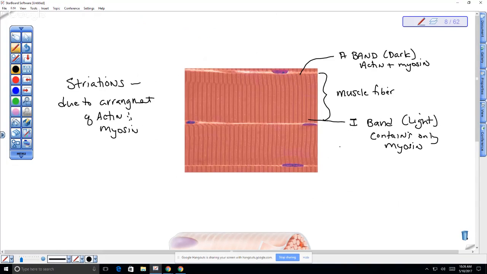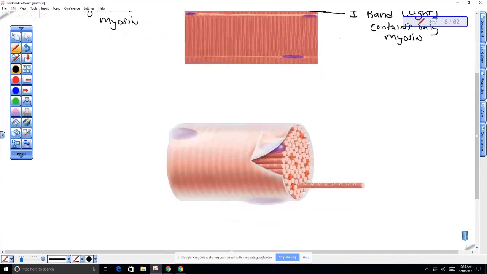So if we go down to the next picture, this is the outer plasma membrane, which is called the sarcolemma. This right here is a myofibril. Now notice they also are banded. If you took a myofibril out, you would see the banding. Remember the actin and the myosin are in the myofibrils.